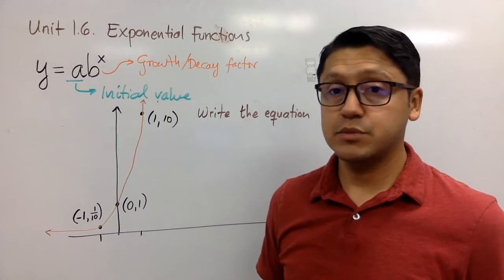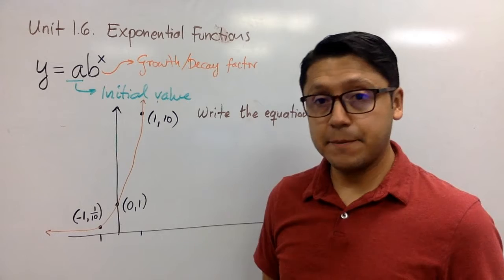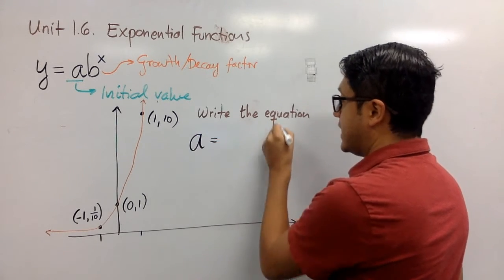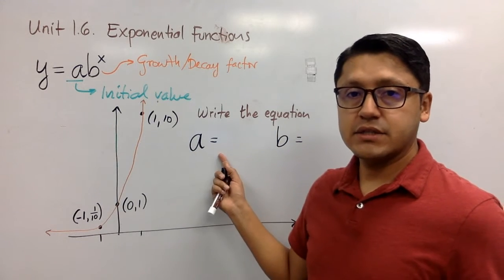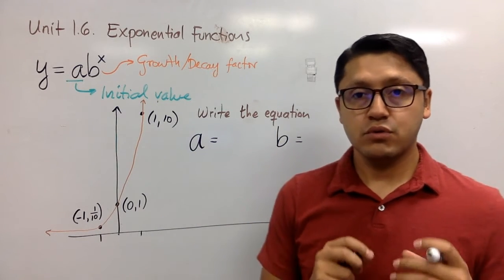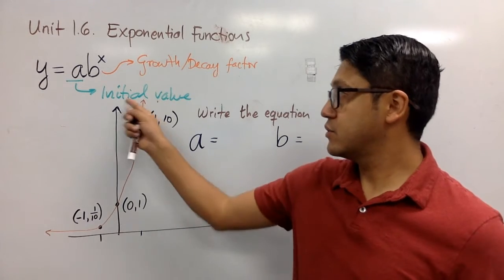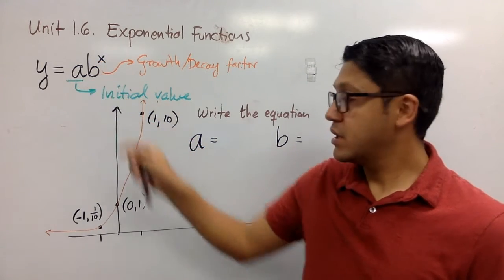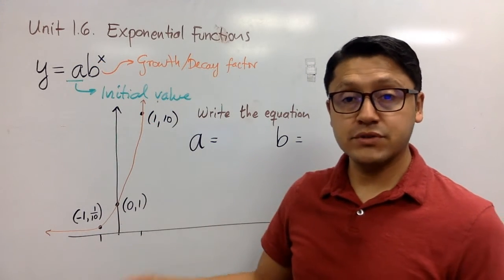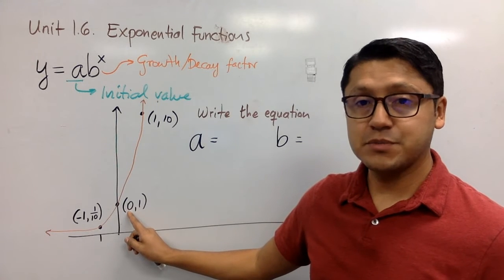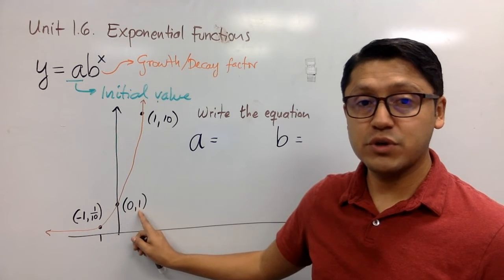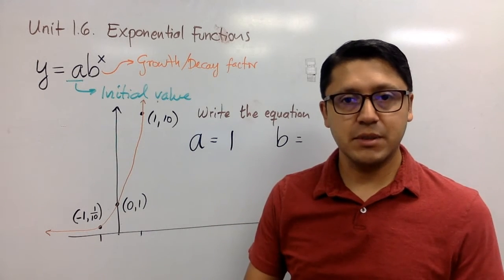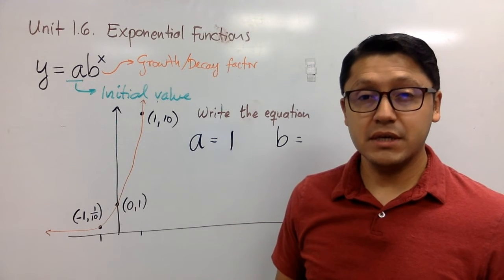It's evident from what you see in this function that it's growing, so it should have a growth factor. That means that B has to be greater than 1. Let's find out what A is. From previous videos, we reviewed that the initial value corresponds to A. That is, when the x value is 0. If you take a look at the points that have been described, look at this. This point has x value of 0, so it means that A, the initial value, is 1, so I just found it. Now I need to know what B is.